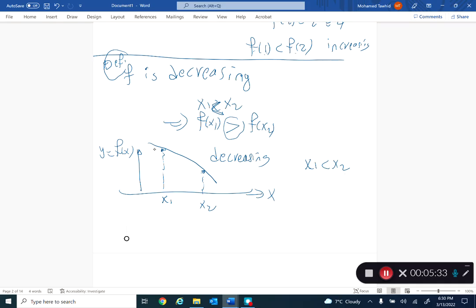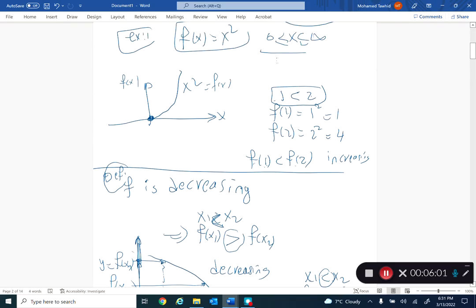What is the value here? That will be f of x1. What is the value here? It will be f of x2. So it's very clear on the graph, f of x1 greater than f of x2. As you can see, when the inequality switches like this, from less than to greater than, it becomes decreasing.